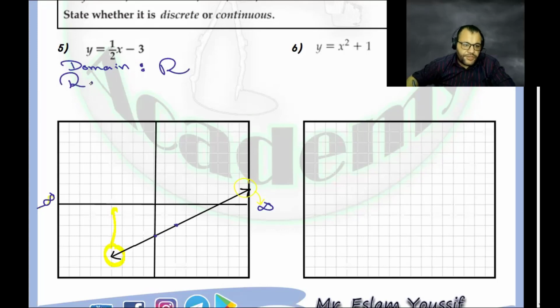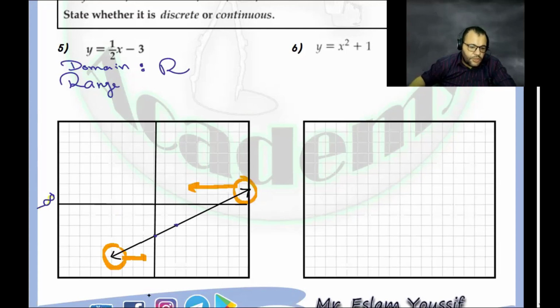Now we need to find the range. We said for the range, we are looking at y. So I will start from below, here, and look to this one. I start with an arrow and end with an arrow. Because you start with an arrow, you start from negative infinity and end at positive infinity. From negative infinity to positive infinity, it means R, real numbers. You understand now how you can read this one?